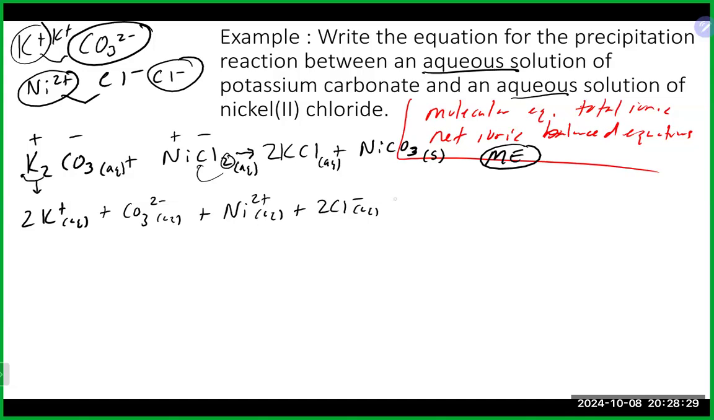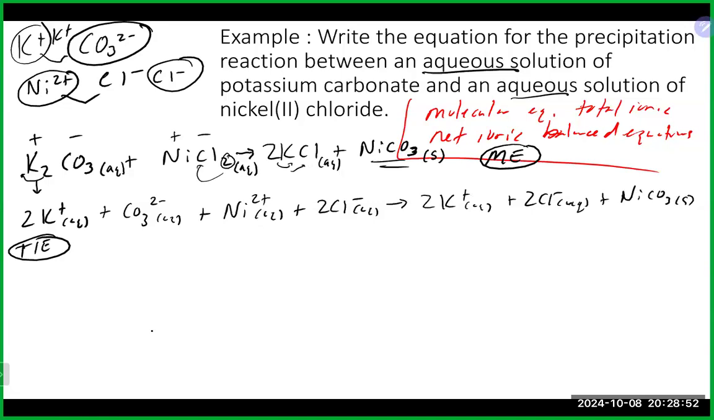Now, here on the other side, my potassium chloride definitely is a strong electrolyte. It's going to give me 2 potassium ions and 2 chloride ions as they break apart. And our solid, as we talked about, will need to stay together. Otherwise, it would not be a solid in this particular case. This would be my total ionic equation, right?